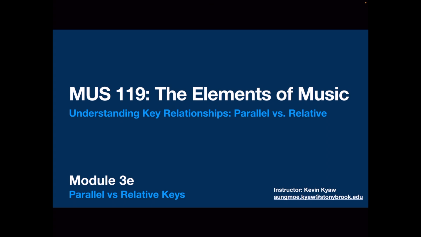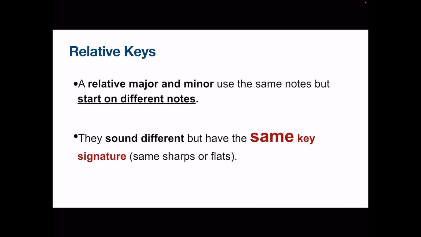We're going to talk about Module 3E, and this is about understanding key relationships, parallel versus relative. Do you remember in the circle of fifths, we're talking about how C major has no flats, no sharps, and also A minor has no flats, no sharps. Well, this is the example of relative keys. So a relative major and minor use the same notes but start on different notes.